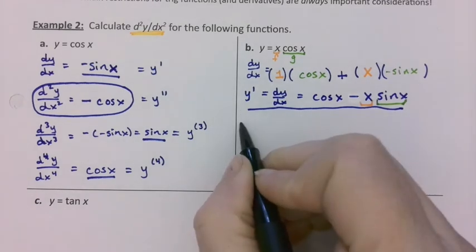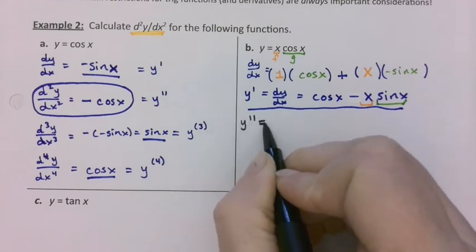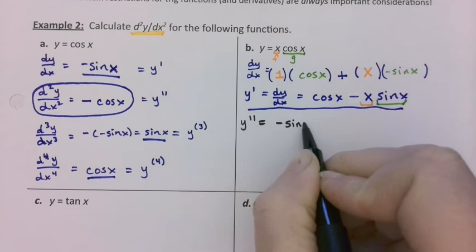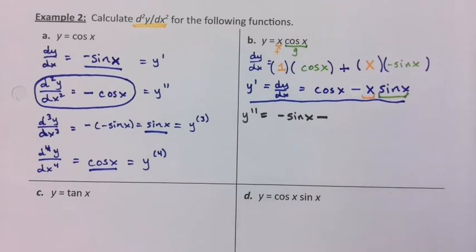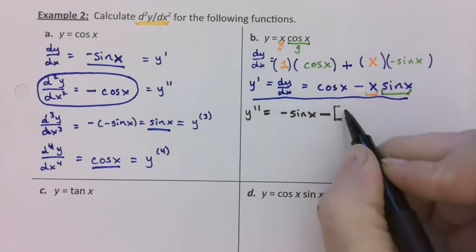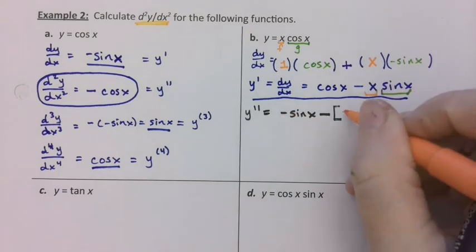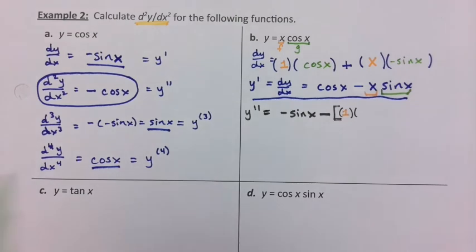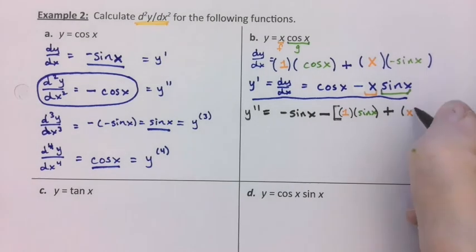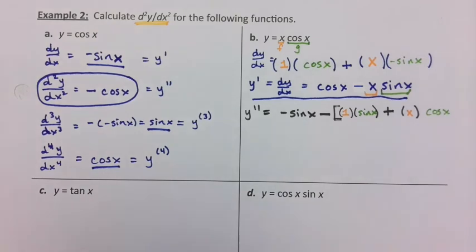So let me write y double prime would be equal to the derivative of cosine, which is negative sine of x, minus, and then for the derivative of this portion, I'm going to need the product rule. So I need f prime, so that would be 1 times g, which would be sine of x, plus, and then now I leave f alone, so it's just x, and then the derivative of sine, which is cosine, right?